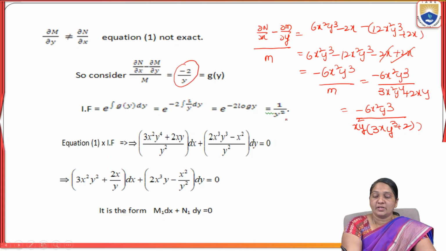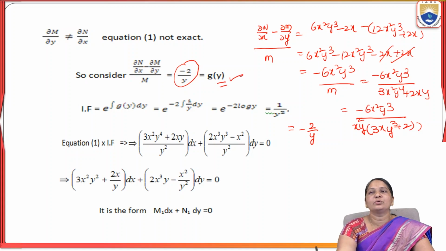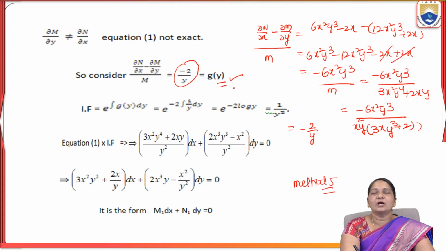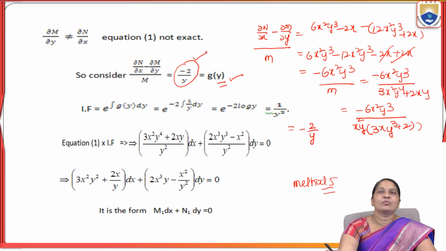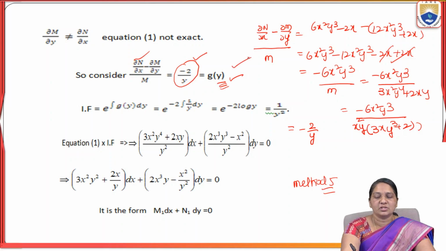minus 2 by y. When you simplify this value, we are getting minus 2 by y. So we are getting only y terms. That means this value is equal to g of y. So here we are going to use method 5. Why are we going to use method 5? We are getting only a y term, equal to g of y. This value is equal to g of y, which means we follow method 5.